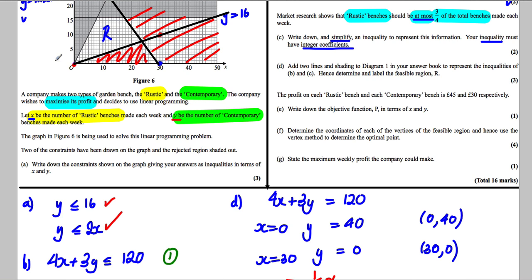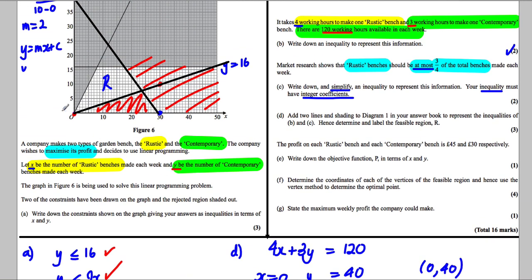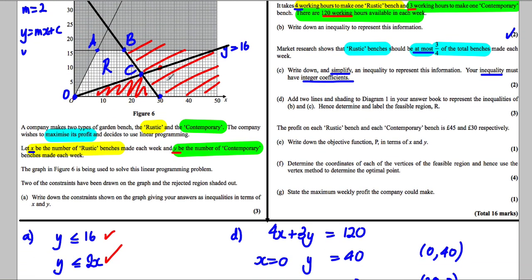Okay? Right, now I always label this point the origin. This is the origin. I'm going to label this point A, I'm going to label this point B, and I'm going to label this point C, just in case we need to reference them in the future.